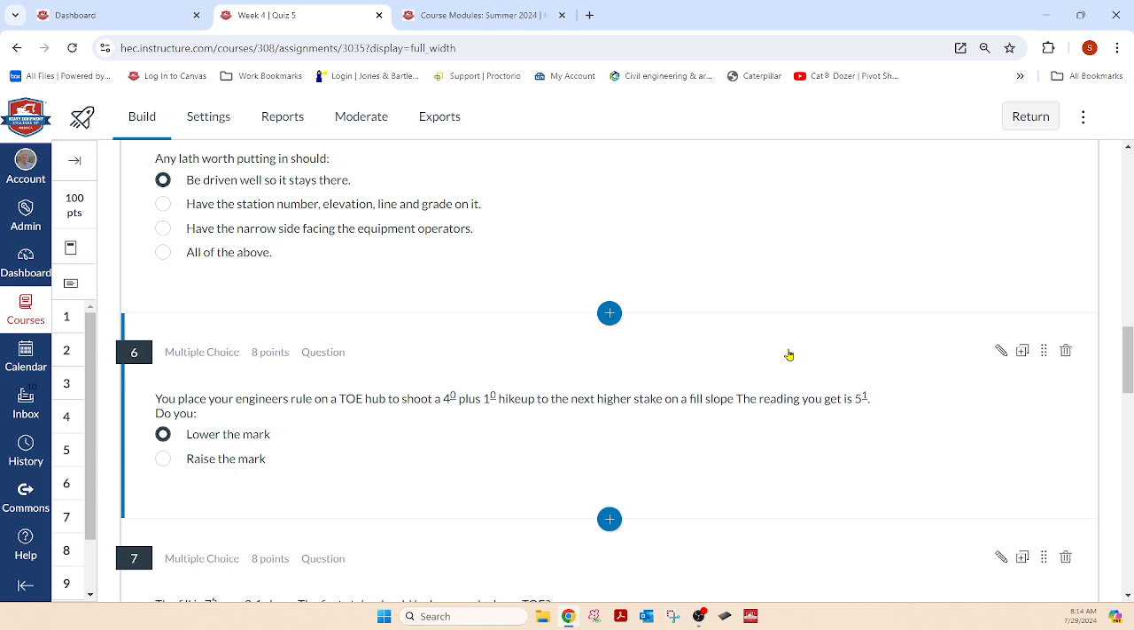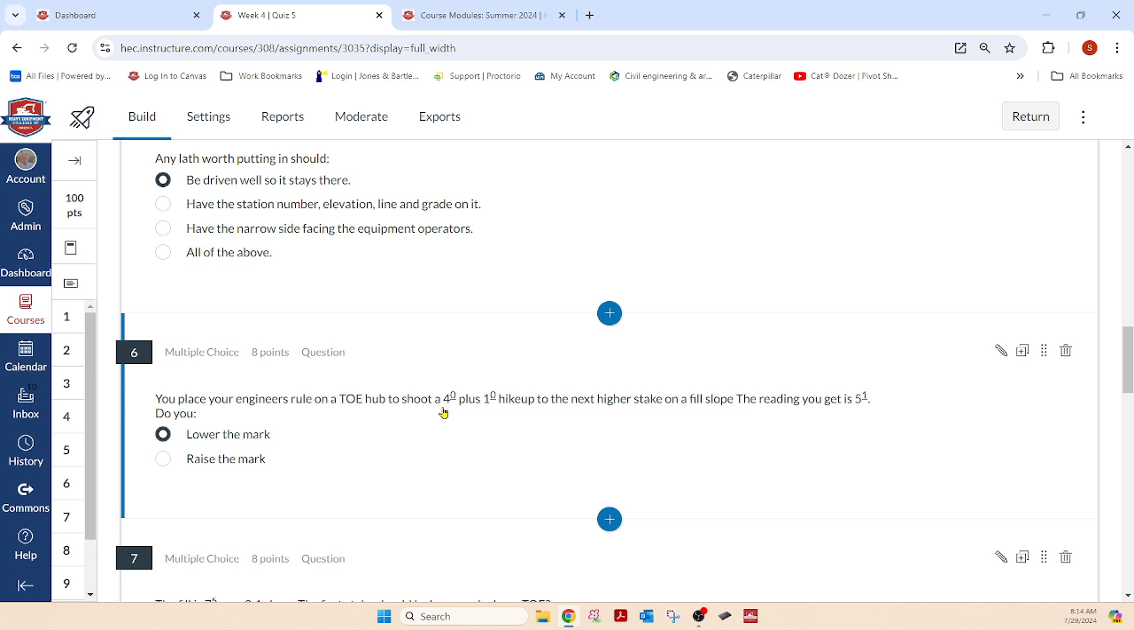Place your inches rule toe, shoot 4 foot plus 1 foot hike up to the highest stake and feel the reading you get is 5.1. Well, that goes back to the boot, doesn't it? So, what do you do? Lower the mark or raise the mark? Well, in this case, you lower the mark because you're shooting a 4. You want to shoot 4 foot.